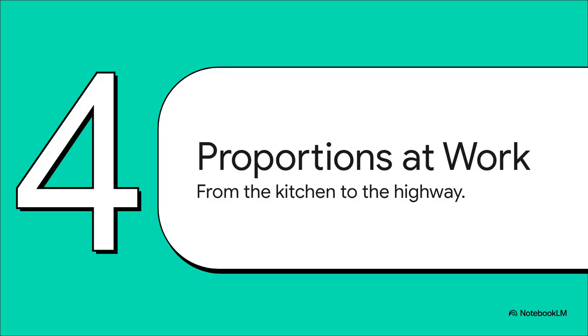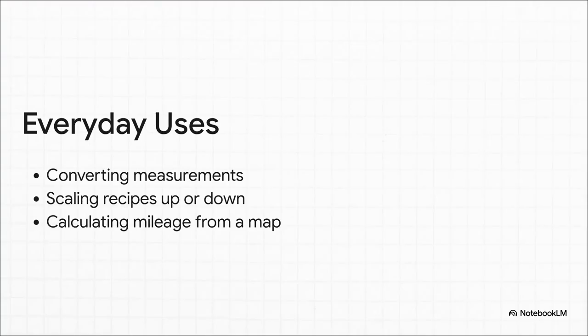Okay, so now we know what proportions are and how to check if they're real, but where does this stuff actually matter? Like, in the real world? Well, it turns out it is absolutely everywhere, from your kitchen to the highway. Seriously, proportions are the secret weapon behind so many things we do. Ever had to double a recipe for a party or cut it in half? You're using proportions to scale all the ingredients up or down. Or, when you're looking at a map and it says 1 inch equals 10 miles, if you want to figure out how far 5 inches on that map is in real life, that's a proportion. It's an incredibly useful practical tool.